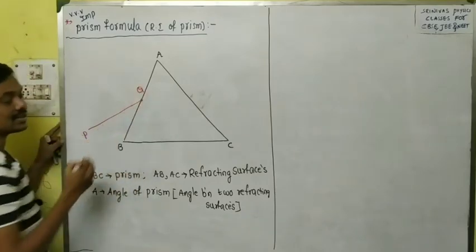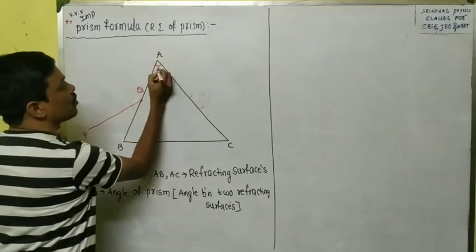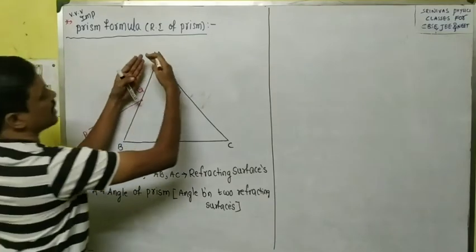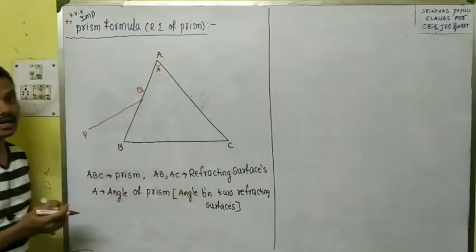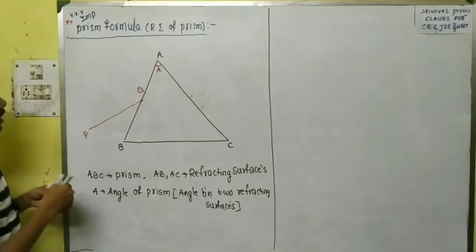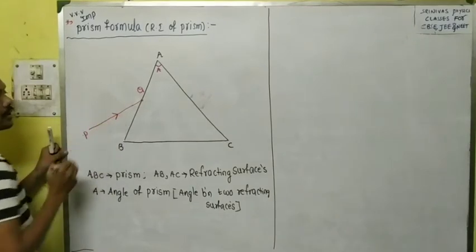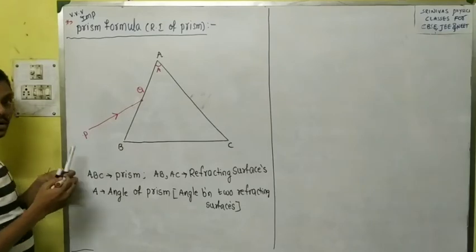At Q the light is incident here. This angle we call the angle of incidence. The angle between AB and AC is called the angle of prism. Now let us take one light ray. This is incident on the prism. PQ is the incident light ray. I want to know the angle of incidence.